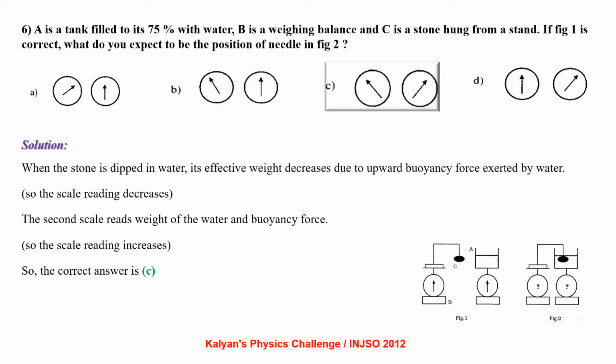When the stone is dipped in water, its effective weight decreases due to upward buoyancy force exerted by water. So the scale reading decreases. The second scale reads weight of water and buoyancy force. So the scale reading increases. So the correct option is C.